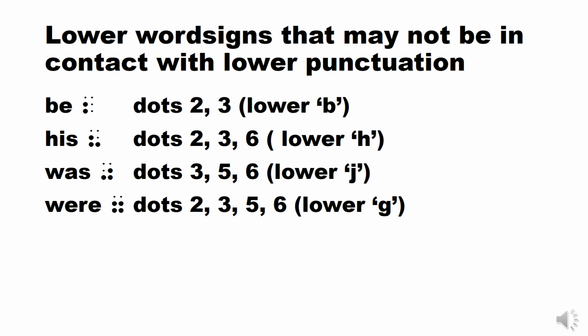Slide 4 is titled Lower Word Signs that may not be in contact with lower punctuation. This group includes the words be, his, was, and were. These words are represented as follows. Be uses dots 2 and 3, that's equivalent to lower b. His uses dots 2, 3, and 6, lower h. Was uses dots 3, 5, and 6, lower j. Were uses dots 2, 3, 5, and 6, lower g. These contractions are designed to be brief, but because of their dot positions, they must follow strict rules regarding punctuation, which we'll look at next.